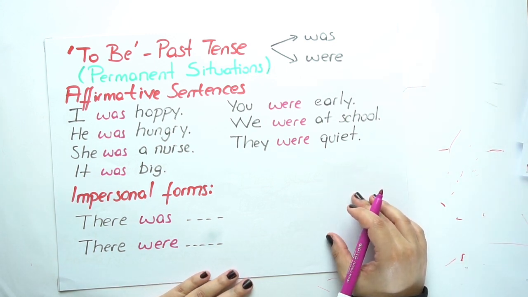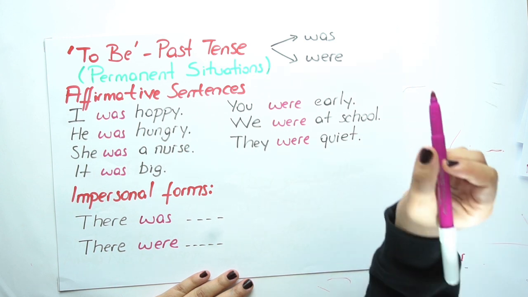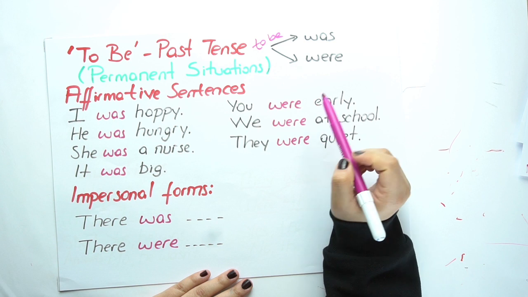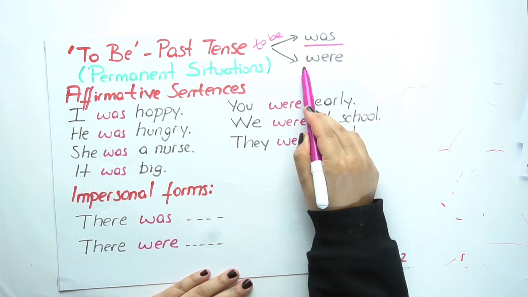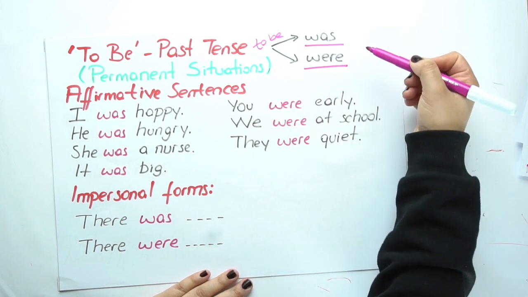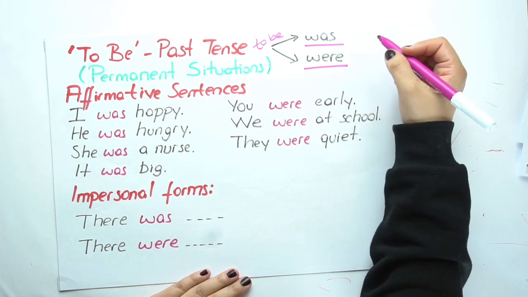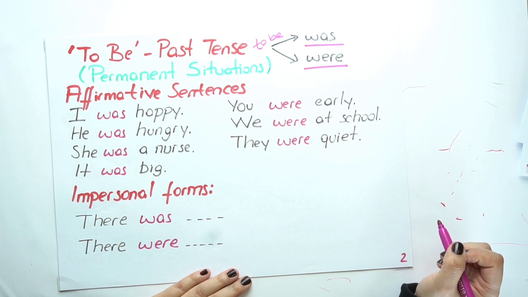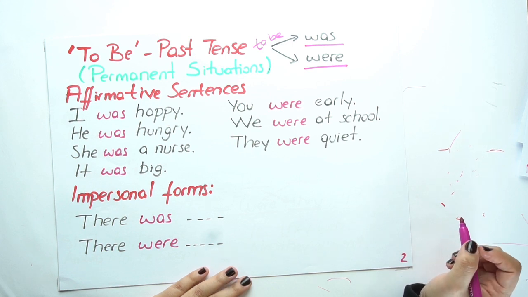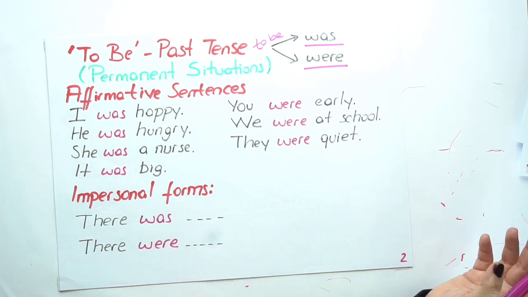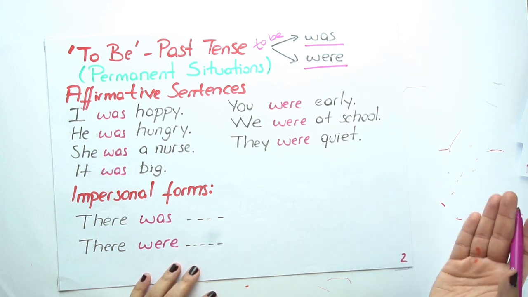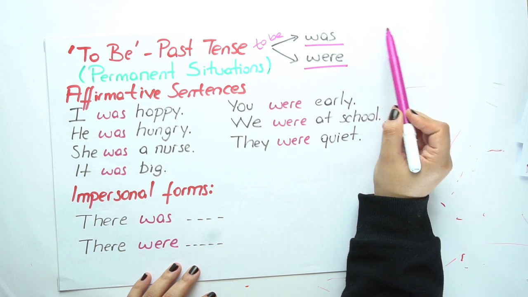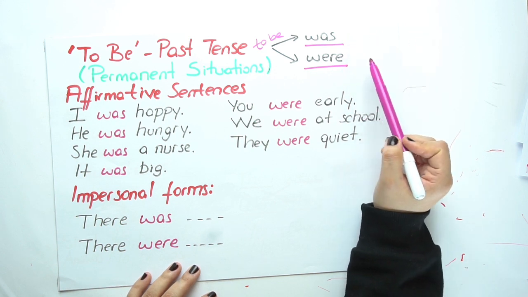To be in past tense. We divide our verb to be into two parts as was and were. Of course, the difference is so easy. Was is used with singulars and were is used with plural names. And also they changed according to the subjects, of course. For I, he, she, it. For you, we, they.